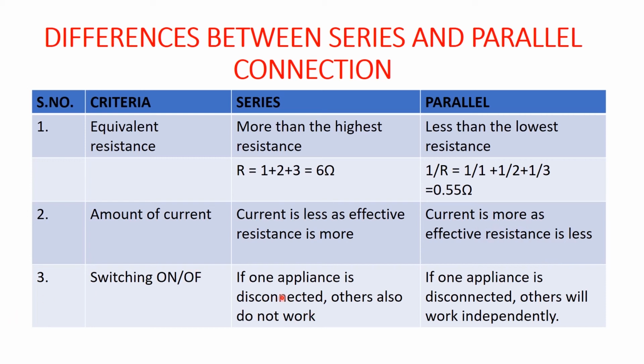அடுத்தது பாருங்க series connectionல, we would have seen that the same current passes through each of the resistors. அப்ப if one of the appliance is disconnected, that is if it is a series connection, the others will also not work. Whereas in a parallel connection, if one appliance is disconnected, then the others will work independently. That is why நம்ம வீட்ல கொடுக்கிற connections எல்லாம் வந்து parallel connection இருக்கும்.